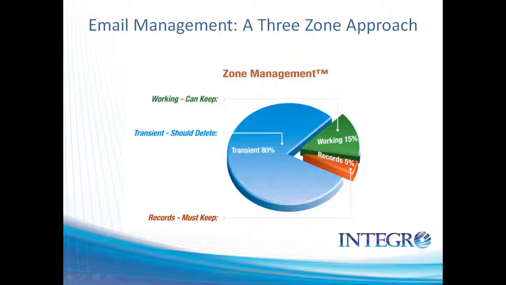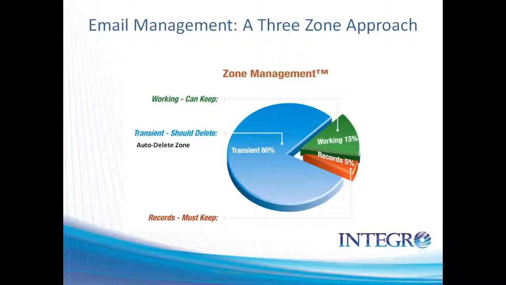Integro Email Manager, or IEM for short, uses a three-zone approach to manage email. The first zone is the transient or auto-delete zone. This is the default zone and is used to identify those emails that, once the information within the email has been consumed, can and should be deleted after a relatively short period of time.